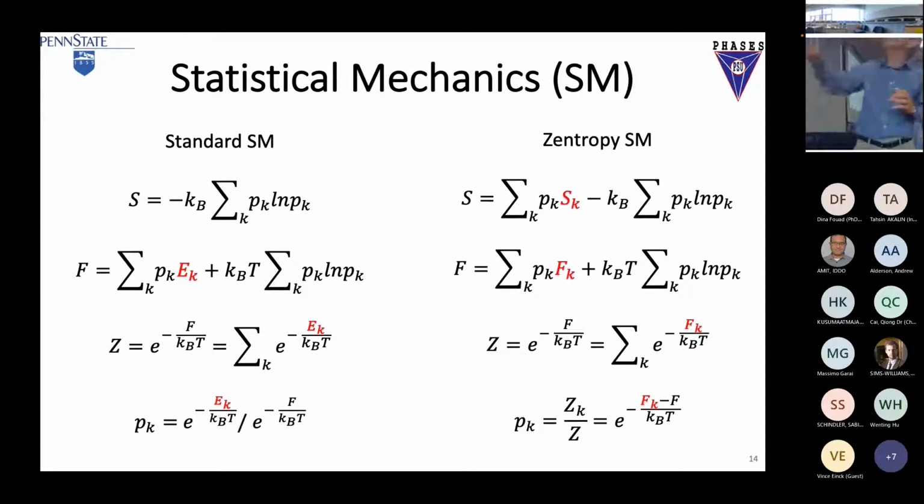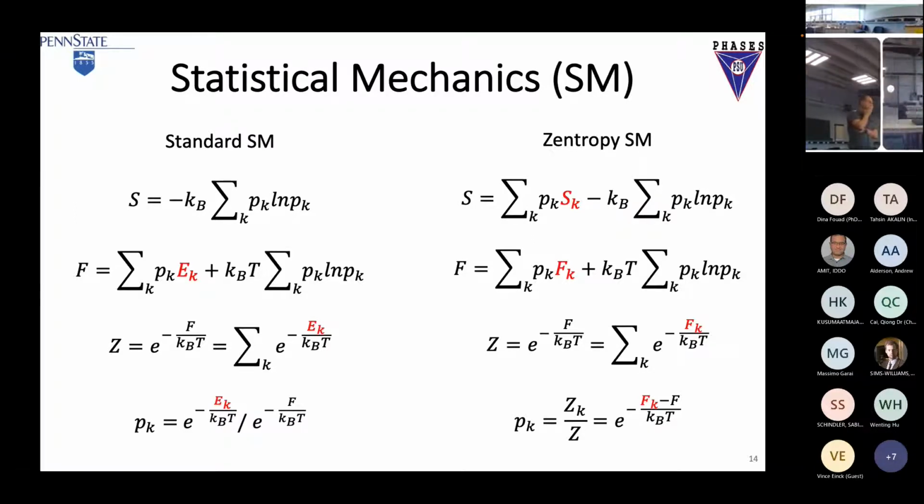The last equation, PK equals ZK divided by Z. So it's the difference between the two PKs, left and right. You immediately see that the left and right underestimate the PK, because FK is equal to EK minus TSK. So this was much more accurate. A different value you can do that, depending on the value of SK, how big it is.